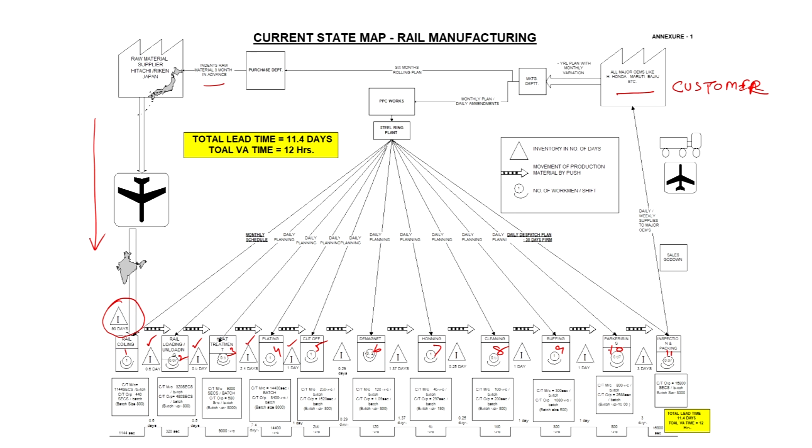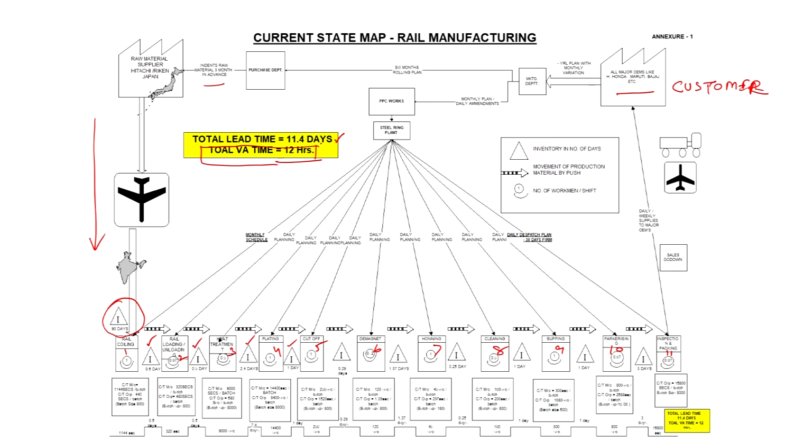This is the situation, and the total time required to perform the task is 11.4 days, and out of 11.4 days only 12 hours is the value addition time. So, value addition time is roughly 11 hours. If it is working on a 3 shift basis, we can say that only 10% is the value addition time. So, let us see what to do in this case.